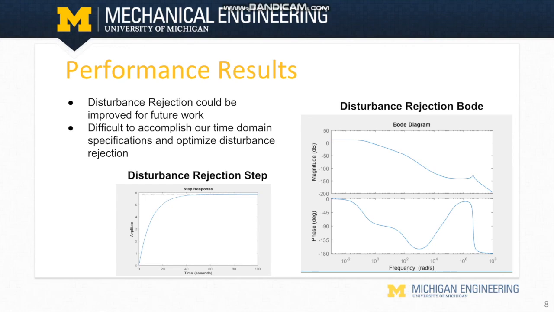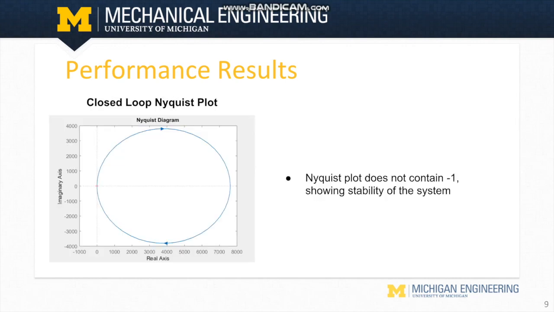Now looking at the disturbance rejection, you'll notice in the step response that the disturbance step is actually amplified quite a bit, so we were unable to both reject disturbance and achieve our time domain specifications with the single controller. So this would be sort of a future work to try to meet specifications for both and try to balance between the two. And you can see here's our closed loop Nyquist plot. So the contour doesn't include -1, showing that the system is stable.